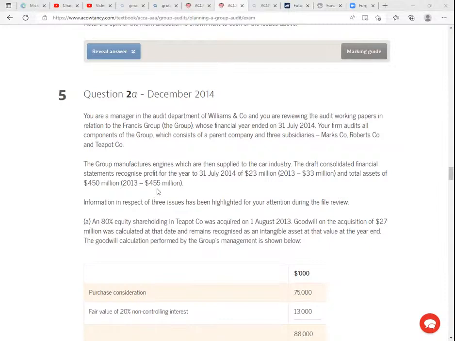When they're giving me these figures, they would want me to compute the materialities. And of course, they would also expect me to do analytical procedures. Like now you can imagine, July 2014 it was 23, 2013 it was 33, right? Decreasing actually. And total assets in this case here, 450, and in 2013, total assets were 455. So I can see my assets are going down. And the sales was also going down. I would want this quite interesting.